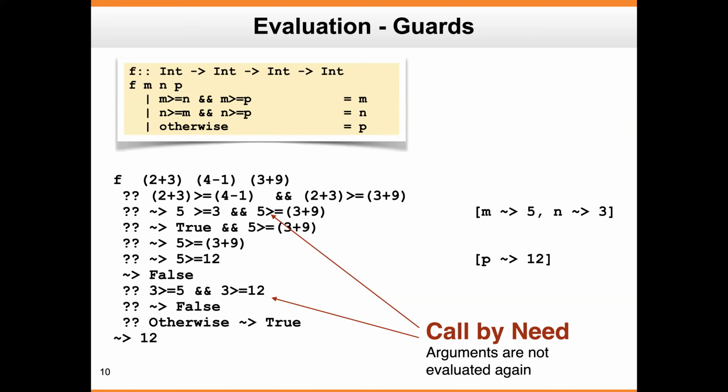So now I can see that the second guard is false because 3 is not greater or equal 5 and not greater or equal 12. So the guard or the case otherwise applies, and then we return the value of P, which we also have calculated.